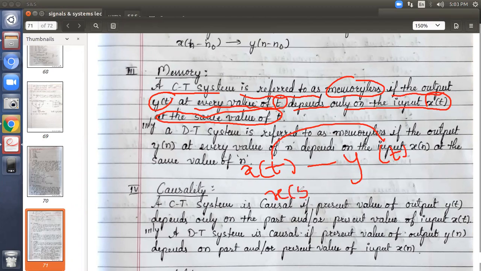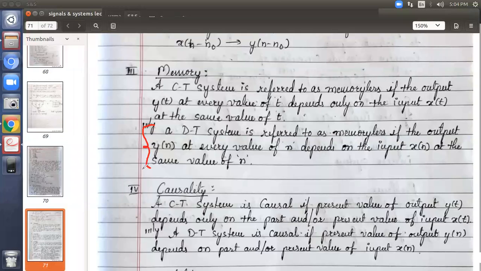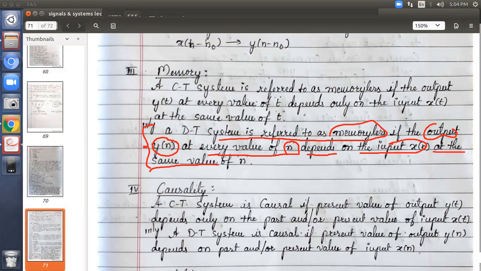If I want, say, x of 5, means at time instant 5 if I have to define the input signal, the output also has to be seen at 5, no other values. Okay, we call this a memory less system. Okay, similarly I have defined this memory property for a discrete time system. It is referred to as a memory less system. It does not have memory if the output y of n at every value of n depends on the input at the same value. Means we are talking only about the present, present value of the time. Okay, this is called memory less.